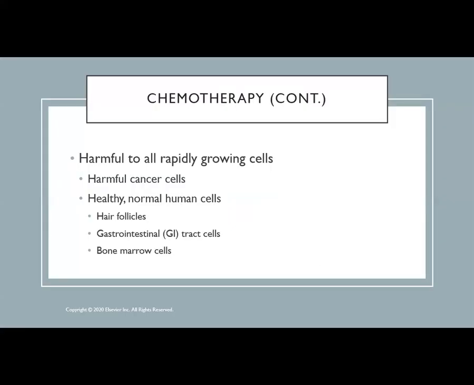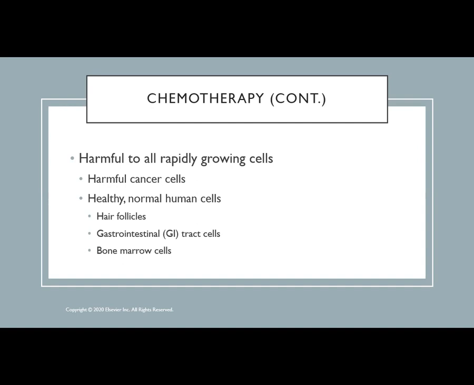So chemotherapy is harmful to all rapidly growing cells: harmful cancer cells and healthy, normal human cells. This helps you when you're studying the signs, symptoms, and adverse effects of chemotherapy agents. Think about all the cells in your body that are rapidly growing. That's hair follicles, since your hair is constantly growing, gastrointestinal (GI) tracts, and bone marrow cells.